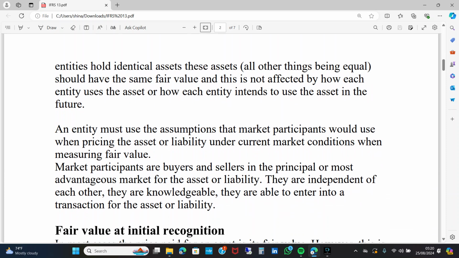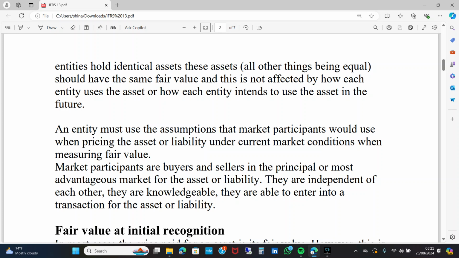What do we mean by that? Let me take a practical example. Entity A has a Toyota Corolla 2005 model, entity B also has the same Toyota Corolla 2005 model. Are we together? Now, please note that if you want to fair value the assets, all other things being equal, regardless of how each entity uses the assets, the fair value should be the same, because normally the value that we will sell a Toyota Corolla should be the same, assuming that we're using the same market. So if I go to market A, I want to fair value the Toyota Corolla for company A, they say it's 3 million naira. If I go to the same market, I want to fair value the Toyota Corolla for company B, it's still going to be the same price.